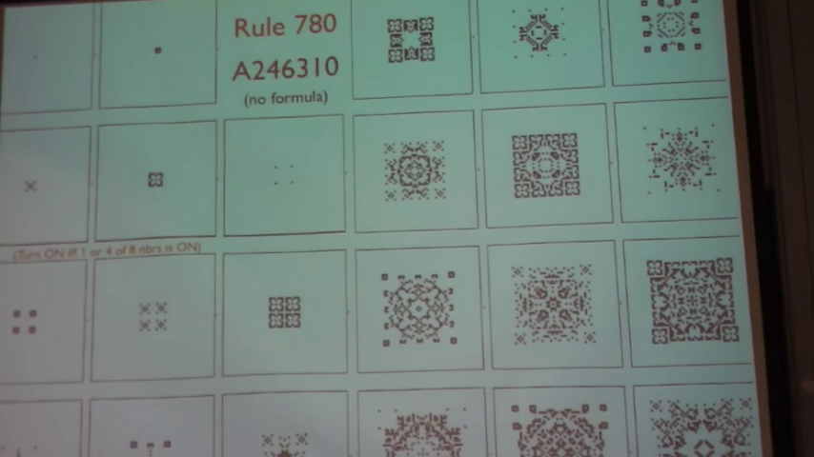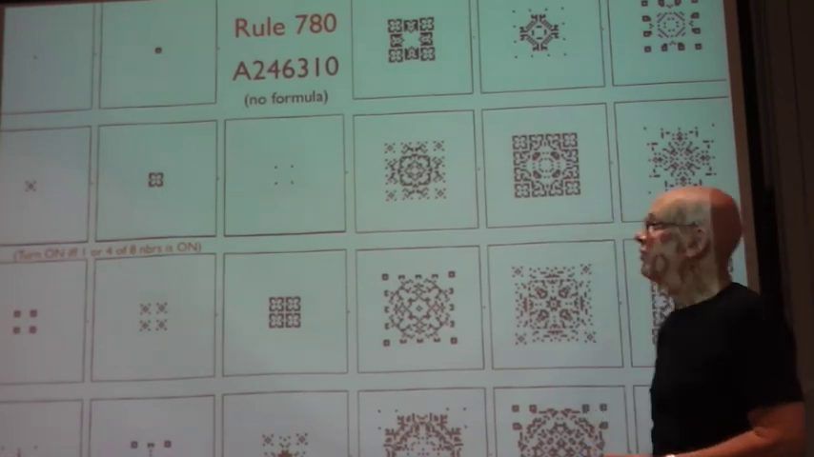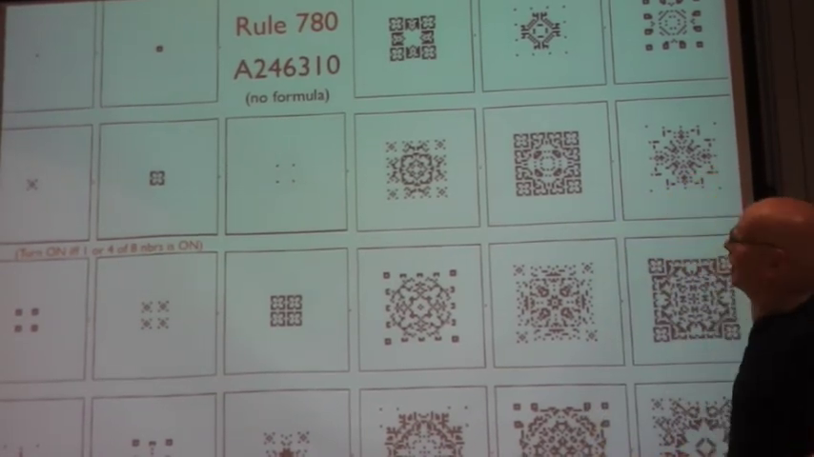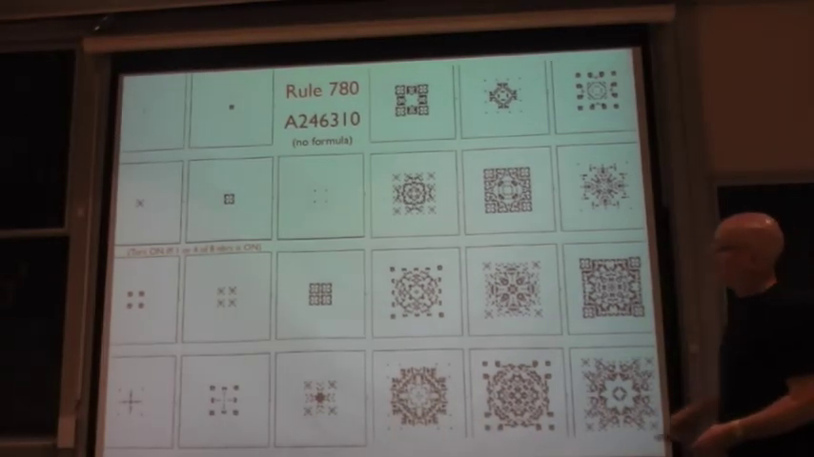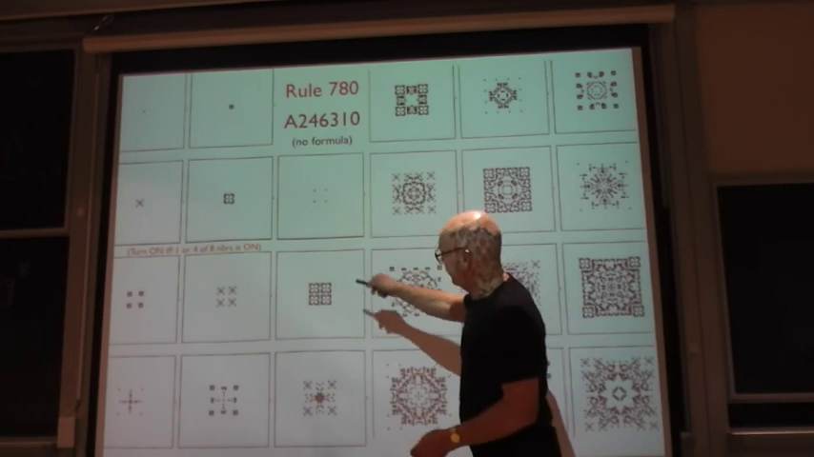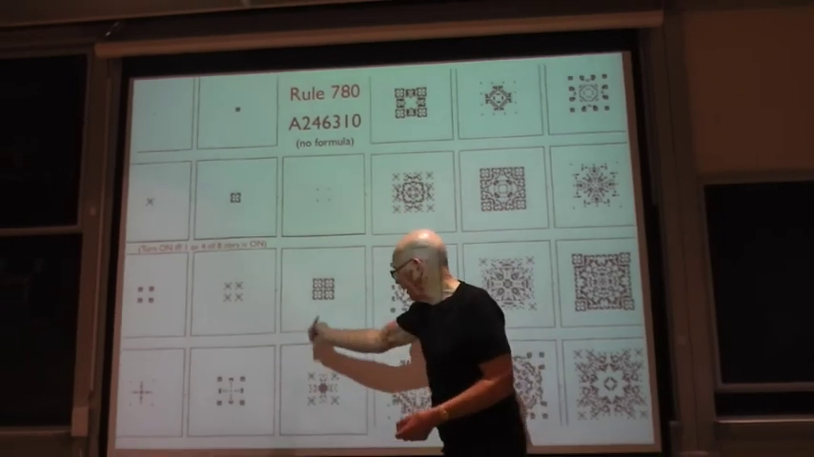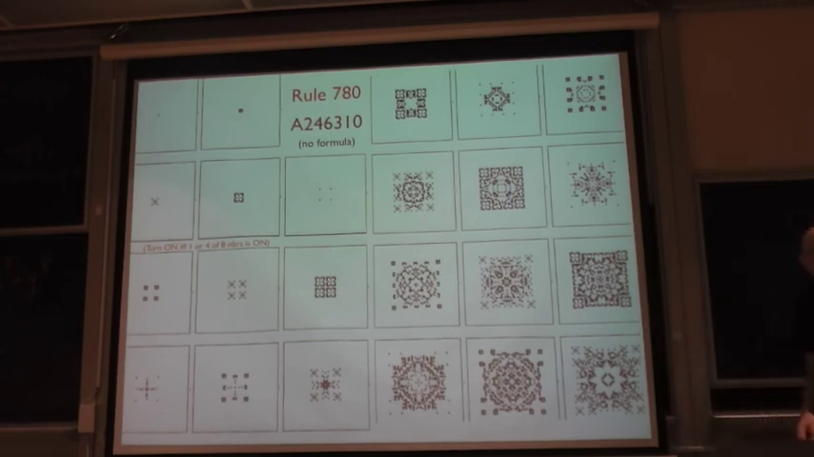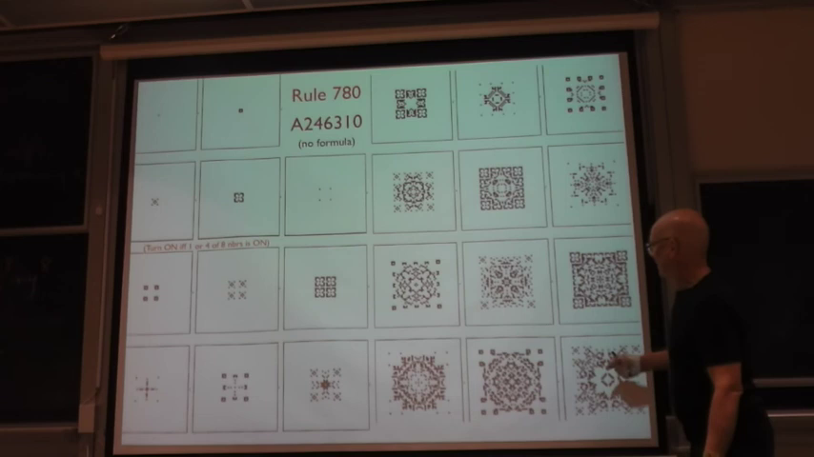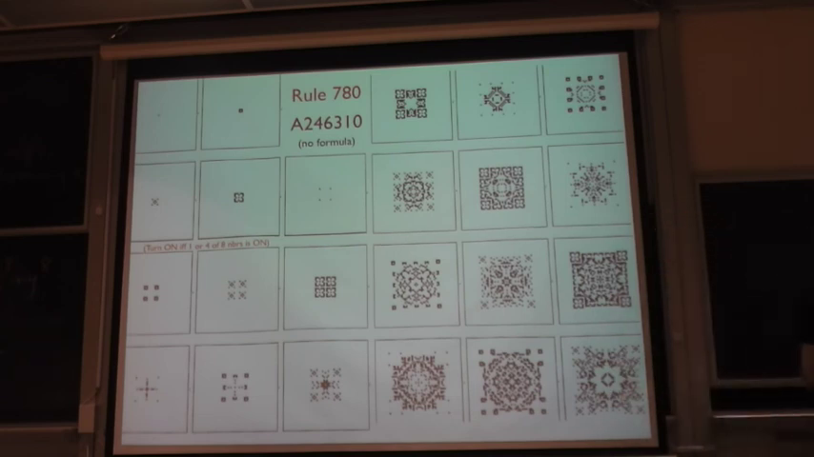There are many other sequences. Here's an example of a two-dimensional sequence. This is rule 780. The initial states, they start off looking pretty nice, and you can find a formula up to about here, but then they get prettier and prettier, and I have no idea how to handle this.